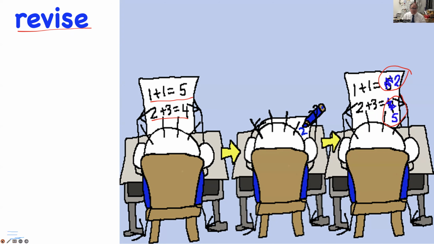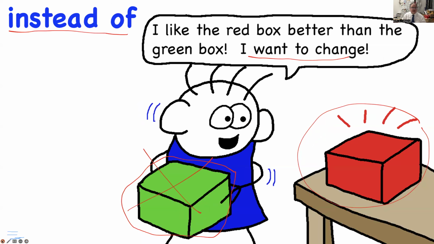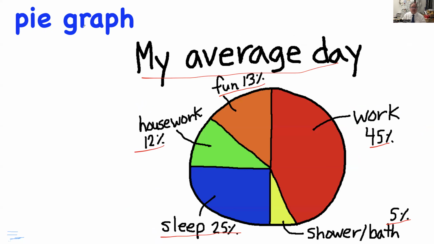Okay, and I'm sorry, I made one small mistake. Right here, it said pie chart. This should be pie graph is okay, or pie chart is okay too. Say pie chart, pie graph. Okay, so pie chart. Okay, thank you very much.